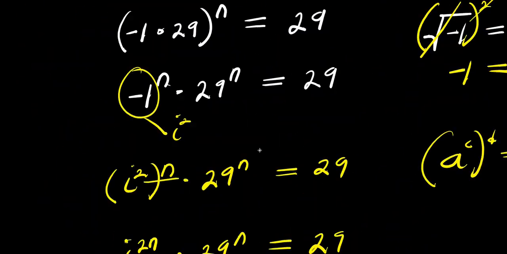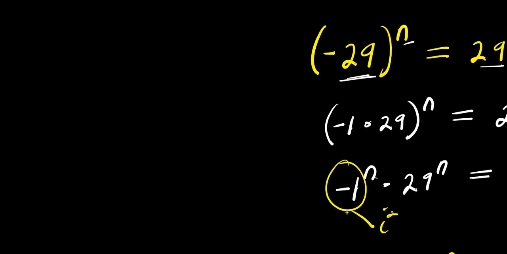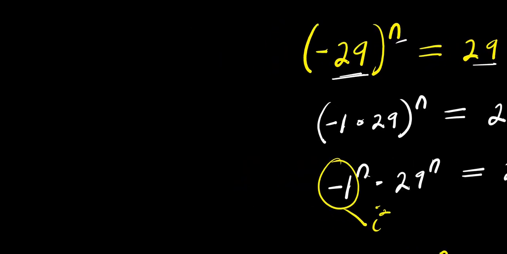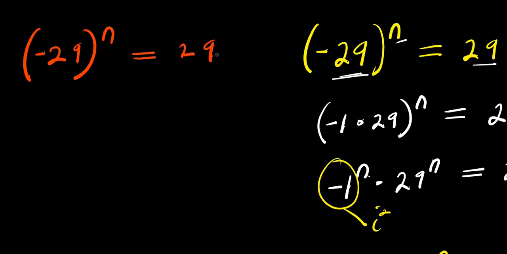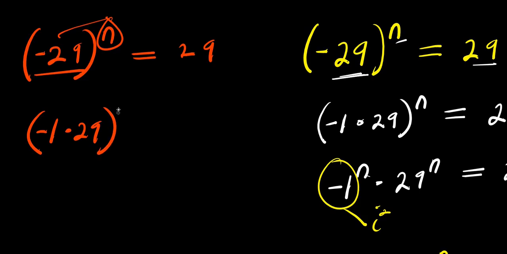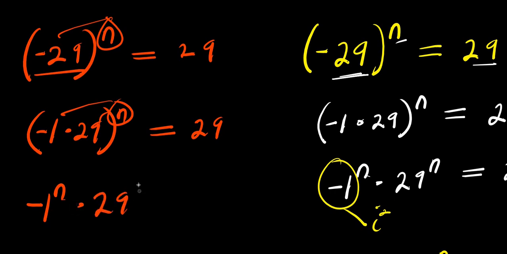I can also solve this using this other identity. There are two identities that we can easily use. This is (-29)^n equals 29. And let's distribute this exponent. But before then, we multiply this: -1 times 29^n equals 29. We distribute this exponent just like what we did here. This is (-1)^n times 29^n equals 29.